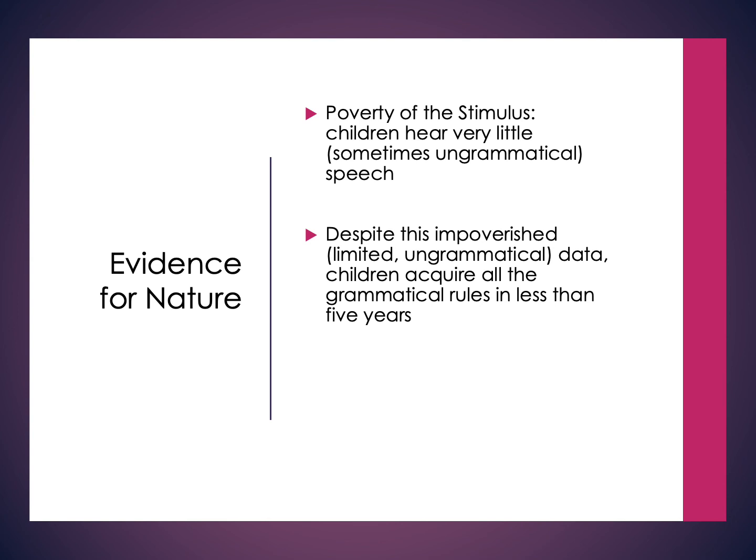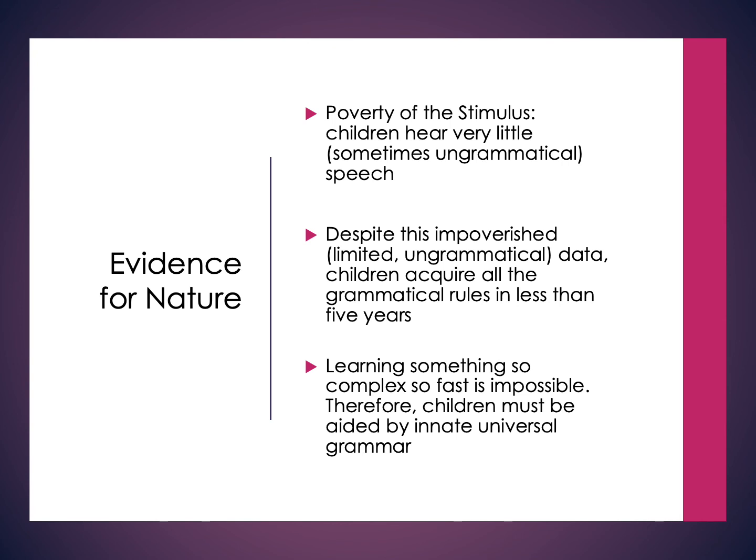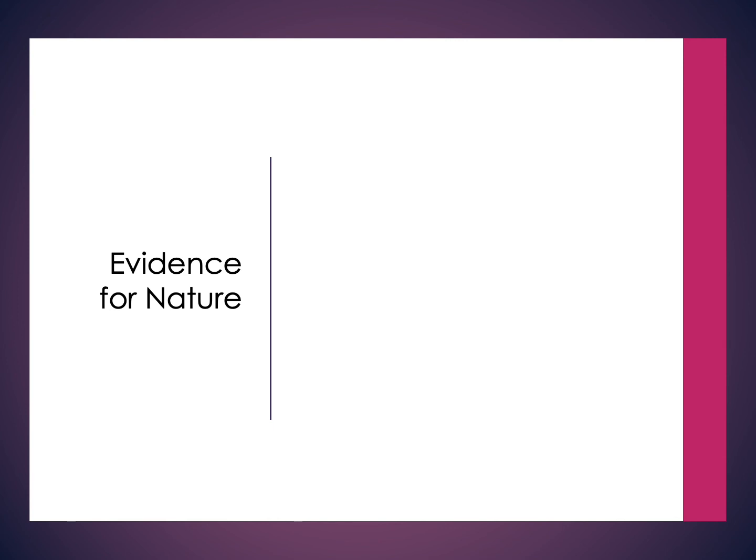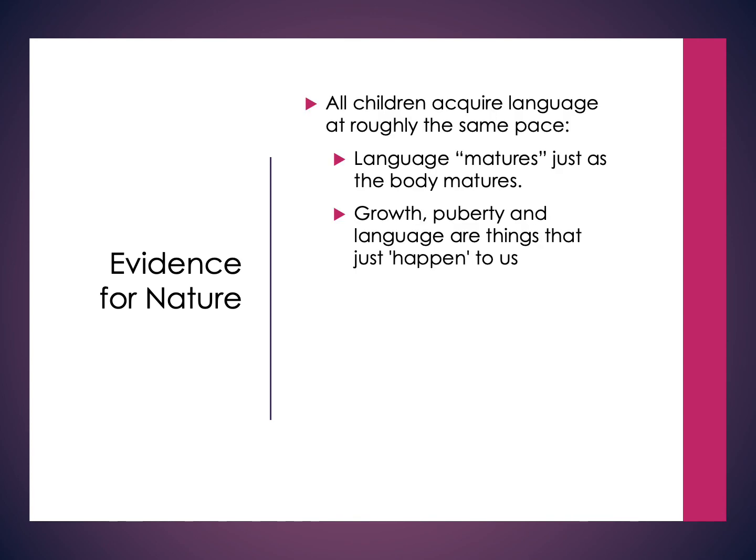And the argument here is that learning something this complex, this quickly, would be seen as impossible without some sort of aid, some sort of innate universal grammar, innate linguistic function that we're born with genetically that would help us in order to make this happen. So this is used as evidence because they argue that all children, regardless of language, regardless of where they're from, are acquiring language at roughly the same pace.